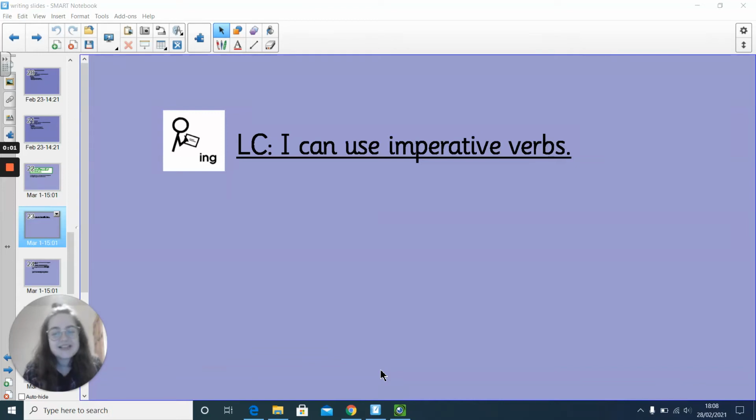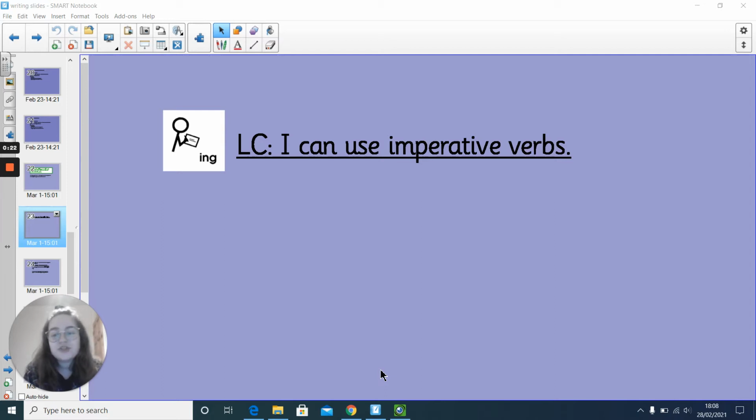Hi everybody, in today's lesson we are looking at the learning challenge I can use imperative verbs. So imperative verbs are just like normal verbs except they come at the beginning of a sentence to make a sentence a bossy sentence called a command sentence. So that's when you're telling somebody to do something and being a bit bossy.